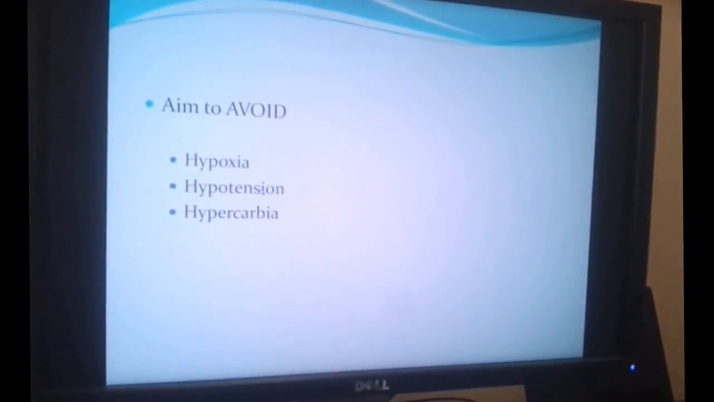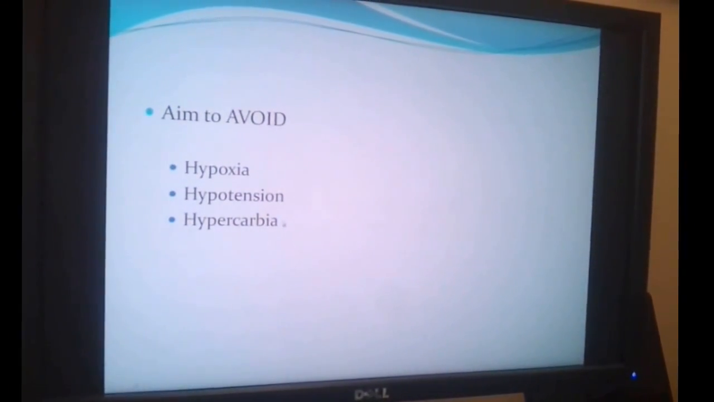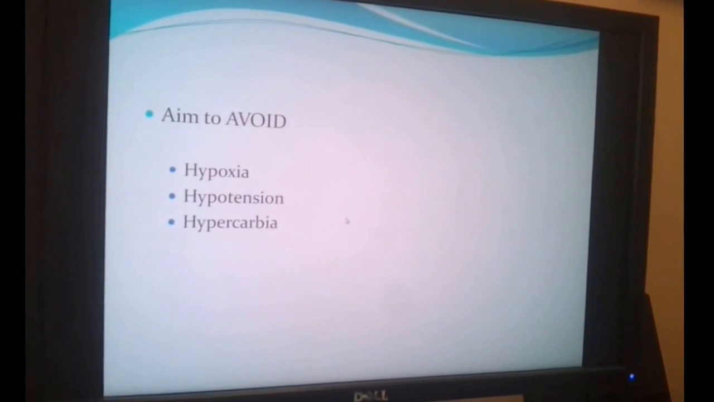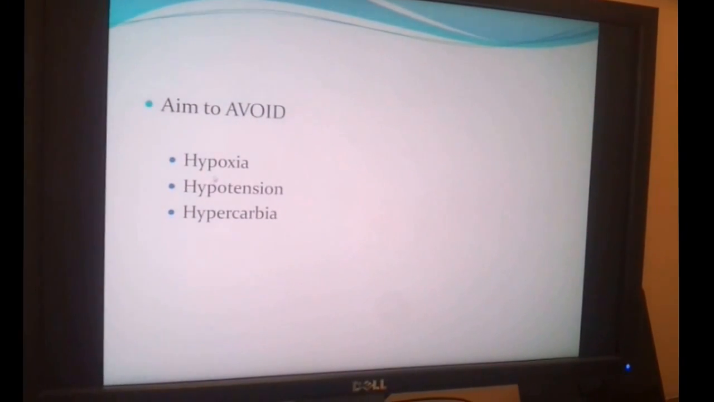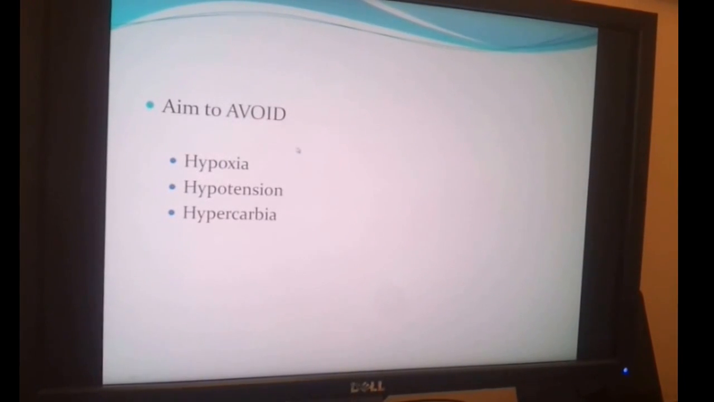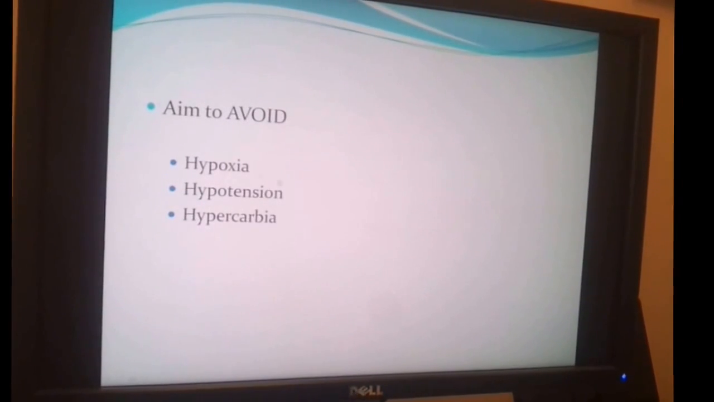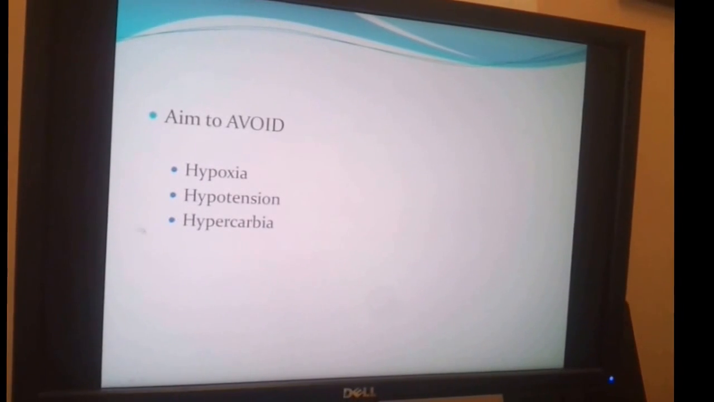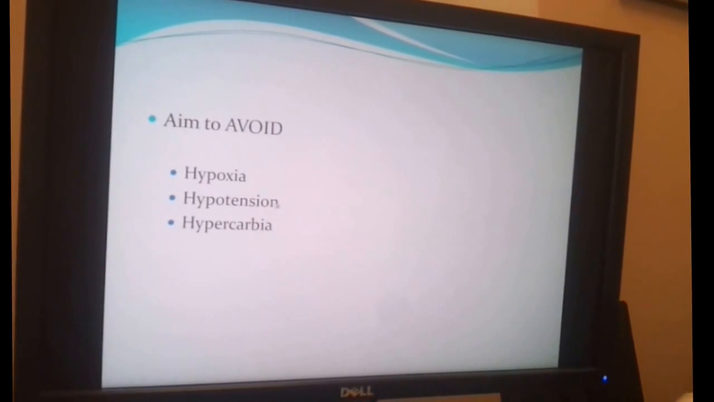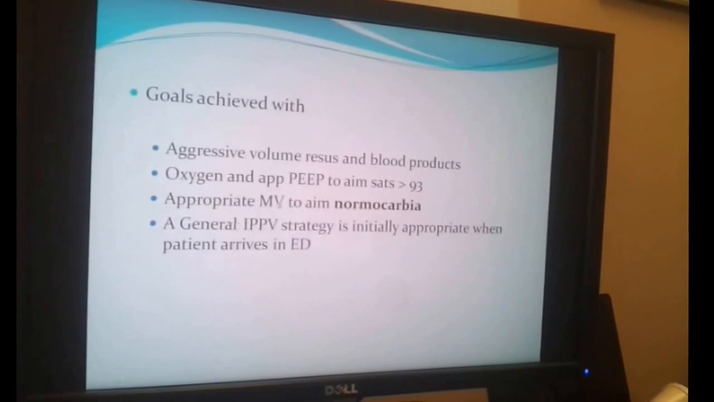Avoid hypoxia at all times, avoid hypotension, avoid hypercarbia, because this will increase the ICP. This is extremely important, again, for cerebral perfusion pressure. Hypoxia, again, is extremely important for all the vital organs. So if you have to sacrifice any of these, first one this will go, second one this will go, third one this will go, but try to maintain them as normal as possible.